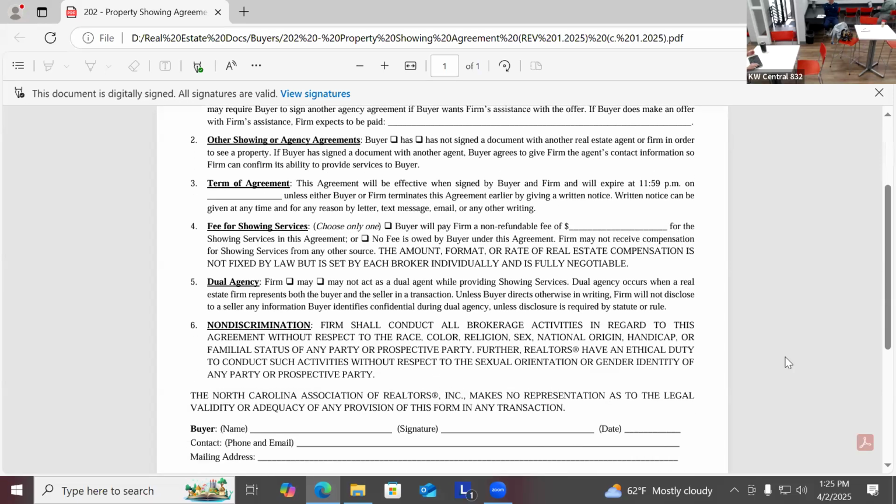Again, we have to talk about agency and dual agency on this form, because why? Does anybody know why we have to talk about dual agency here? You may or may not act as a dual agent. Maybe showing your own listing. Or you might be showing a Keller Williams listing. Yes. So you aren't necessarily a dual agent if you're showing your own listing. And you don't need this form if you're showing your own listing. You only need this form if you're showing it to a buyer that is not on your listing. You can show your listing to anybody.